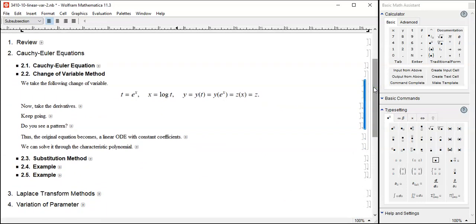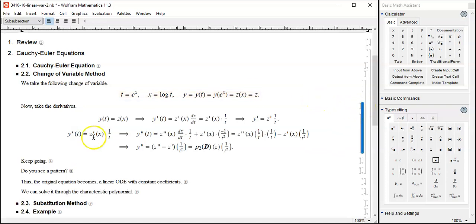So here we go. We begin with a change of variable t is e to the x, or equivalently x is log of t. And y and z are the same function, but y is expressed in terms of t, and z expressed in terms of x. They're the same quantity, but one in terms of t, the other in terms of x, where t is e to the x, or equivalently x is log of t.